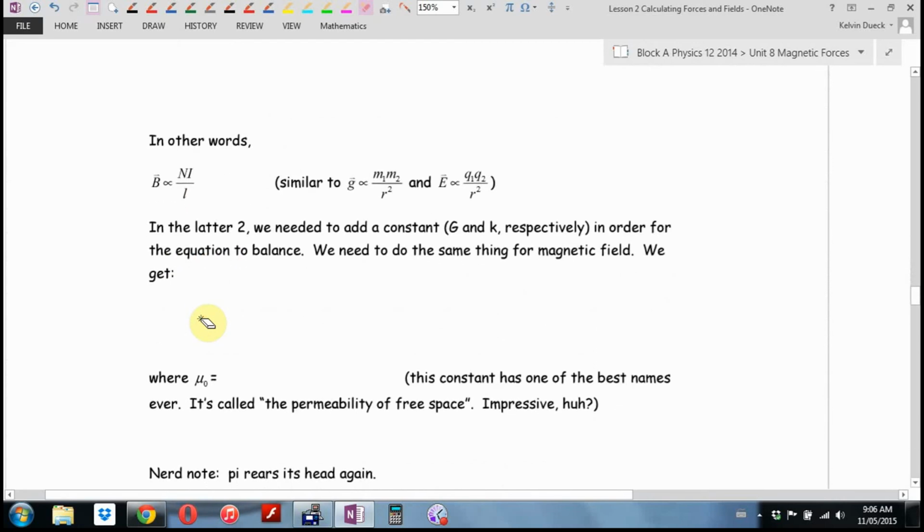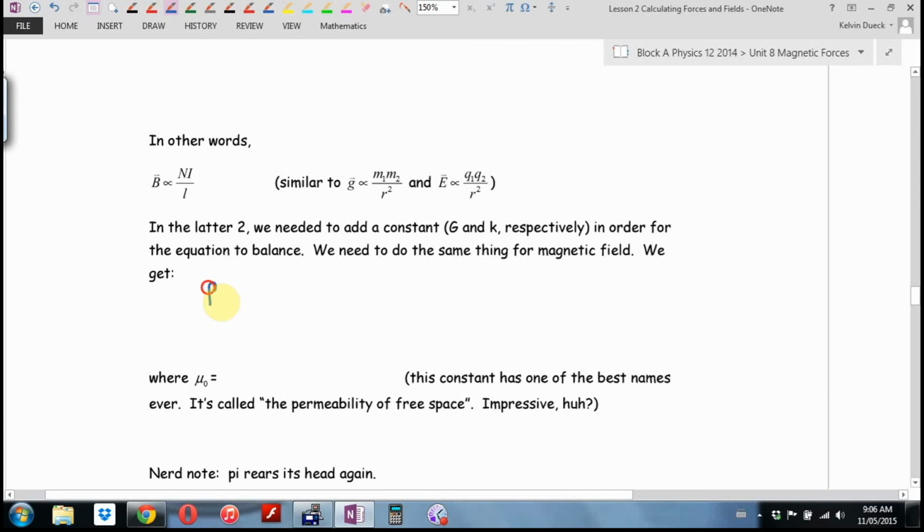So he found the magnetic field from a solenoid depended on N, the number of times you wrapped it around, and the current, but it was inversely dependent on the length. Shorter was stronger, longer was weaker. Similar to, hey, here's your gravitational field, here's your electric field, but recall in both of those we needed to introduce a constant, big G and little k. We have to do the same thing here.